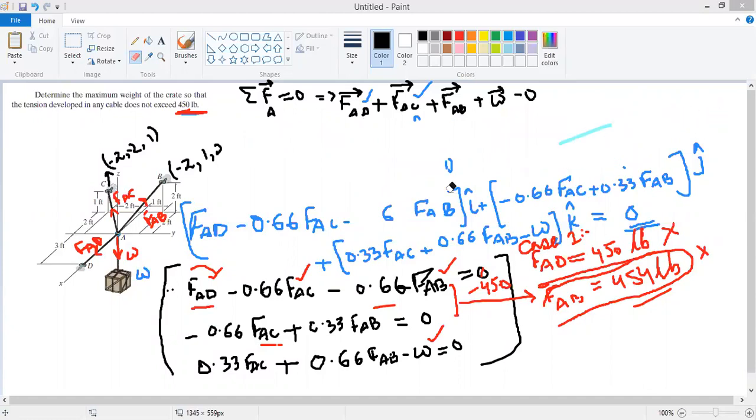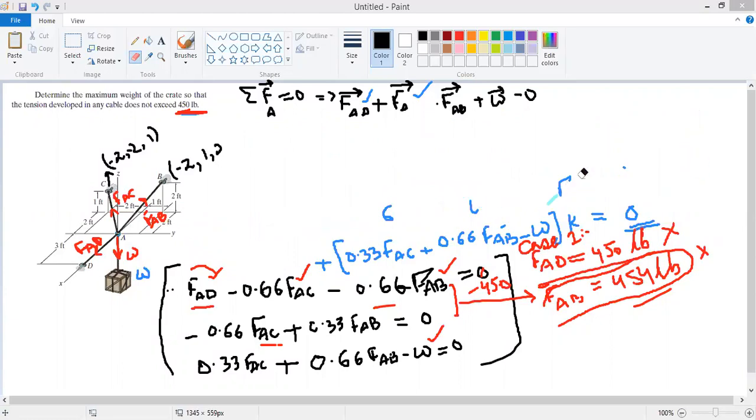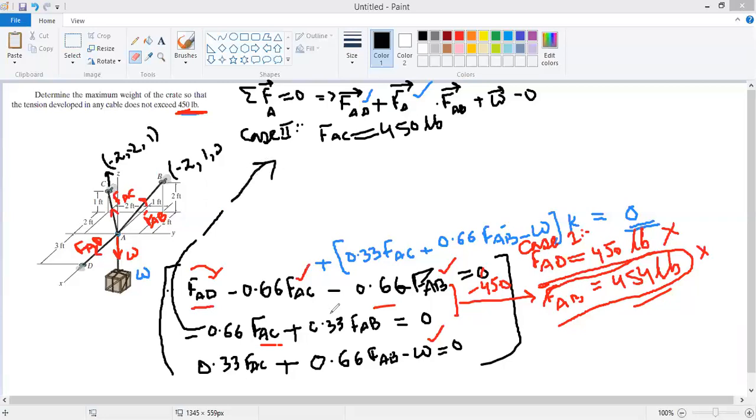In case number two, let's assume another force to be equal to 450 pounds. Let's say FAB or FAC is equal to 450 pounds. Let's suppose FAC has attained the maximum value of 450 pounds. If we assume FAC is 450 pounds, then from this equation we can obtain the value of FAB.